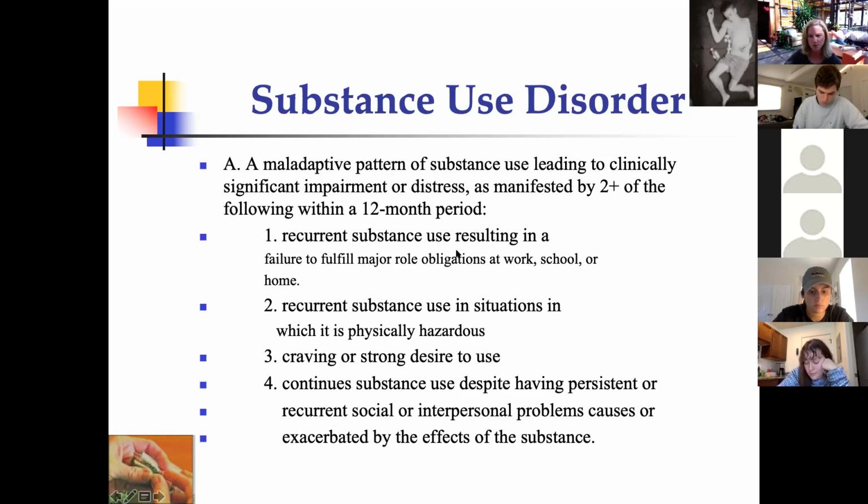So recurrent substance use that results in problems filling role obligations. So problems working, problems academically in school, or problems at home with roommates or family members. There is often recurrent substance use in situations where it's physically hazardous. So this could be using and driving. This could be getting so physically impaired at a party where one could be vulnerable for a fight or could be vulnerable for unwelcome sexual contact.